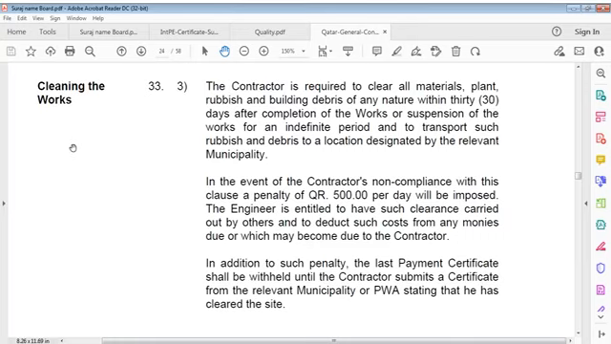The contractor submits cleaning works. Again I'm saying it's a very important matter and we have to pay penalties we can recover.